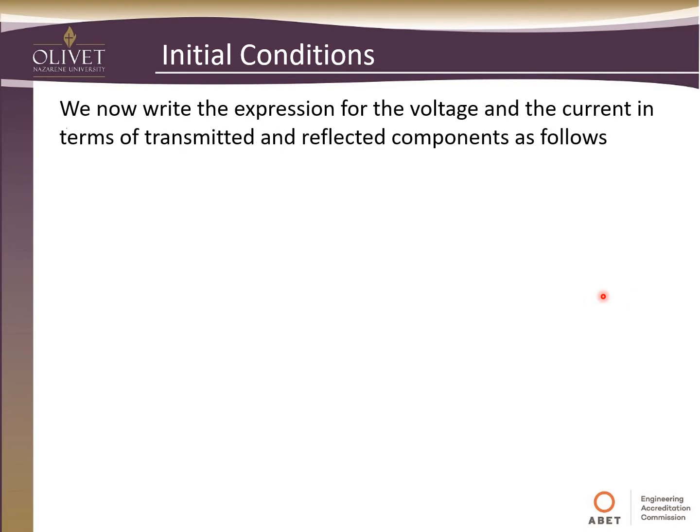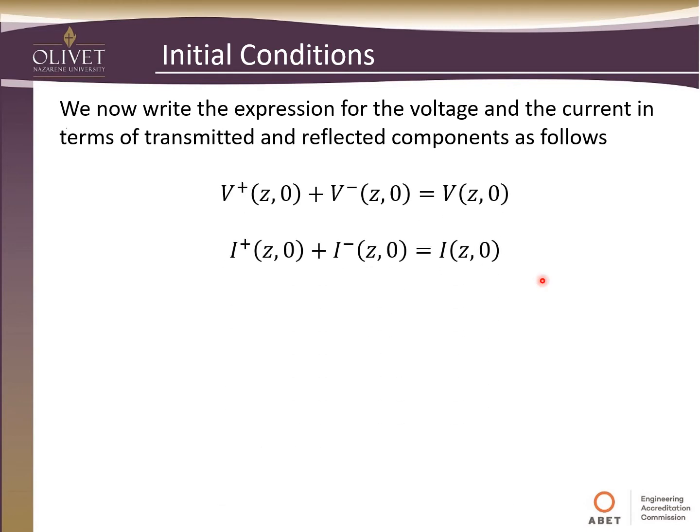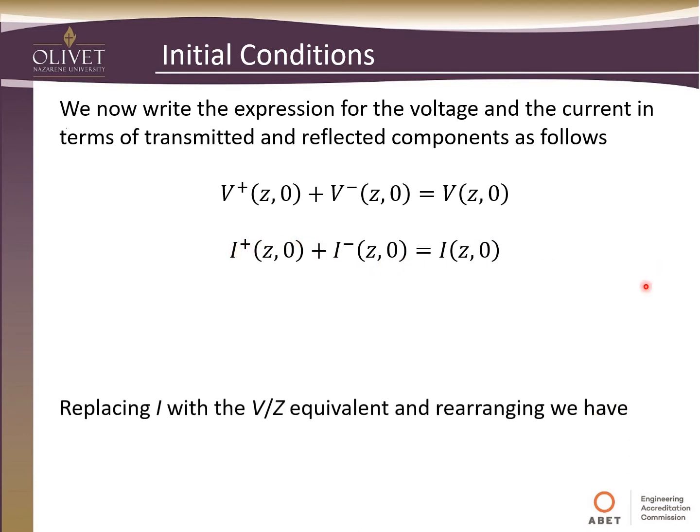So with this, we can now write expressions for the voltage and the current in terms of transmitted and reflected components, since we've been looking at that up to this point. So remember, to do that, we can say that the total voltage on the line, this is for all z, is equal to some forward transmitted voltage across all z, plus some reflected voltage across all z. Same thing for the current. The total current on the line is a result of some transmitted current plus some reflected current.